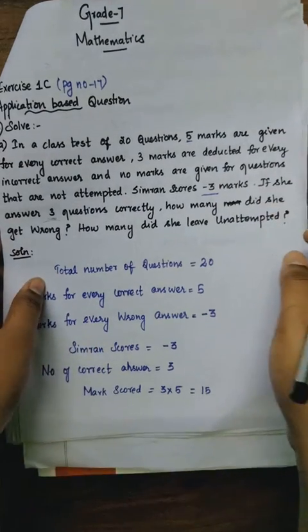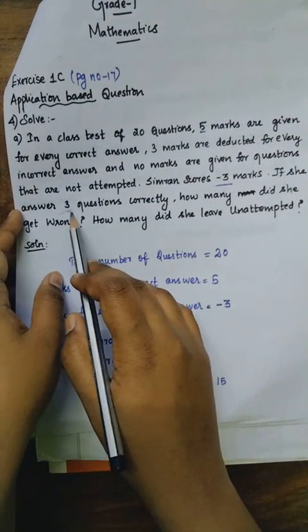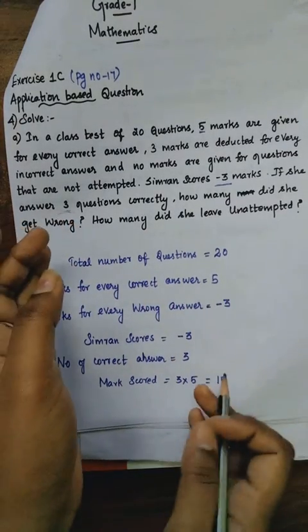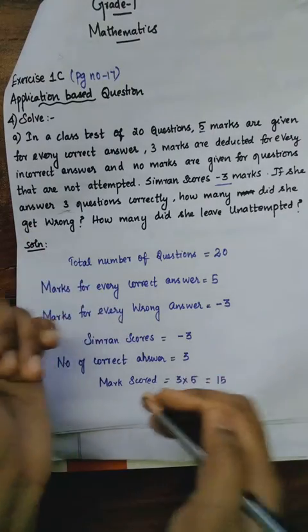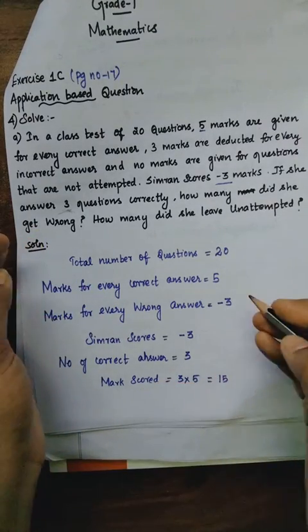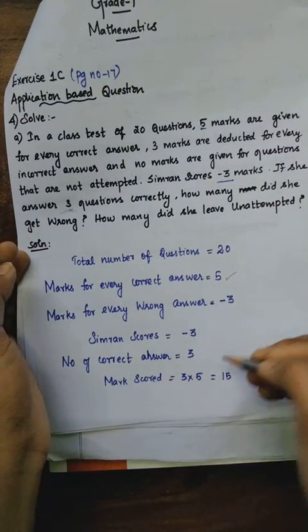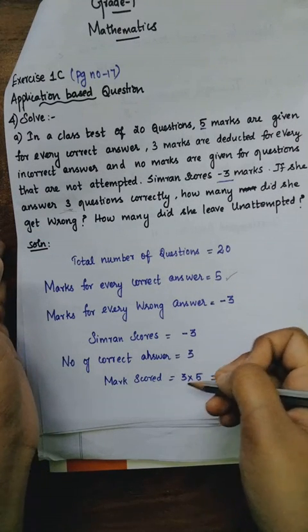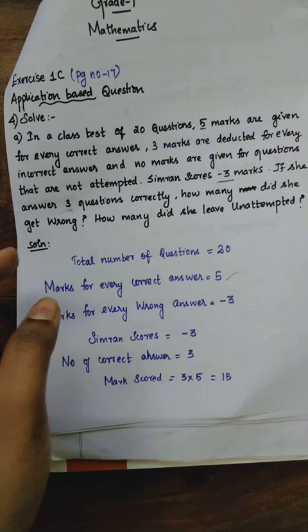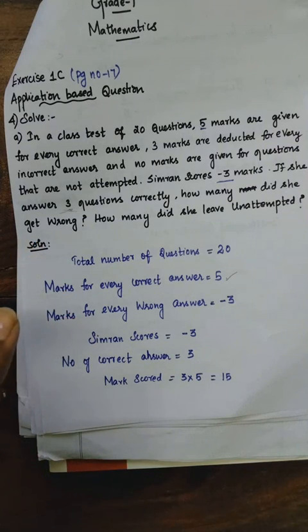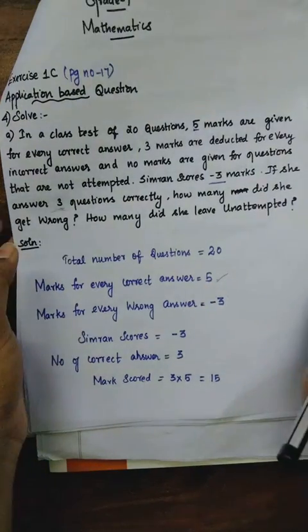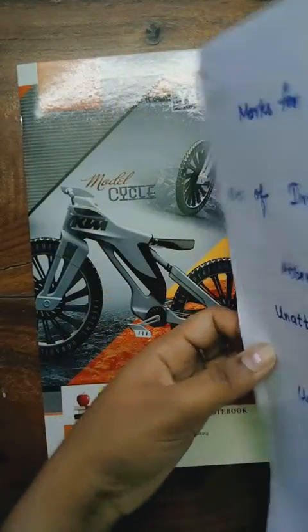Next, number of correct answers is 3. She answered 3 questions correctly. So find the marks for the correct answers. For one correct answer they are giving 5 marks, and she answered 3 correctly, so 3 into 5. 3 5s are 15. So marks scored is 3 into 5, that is 15 marks.